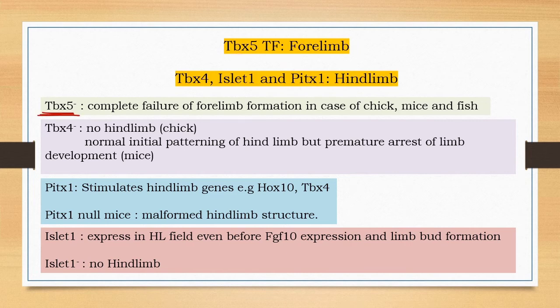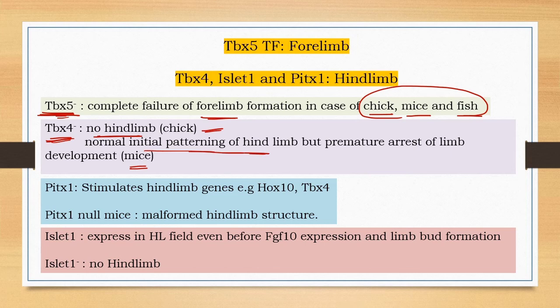In case of loss of the TBX5 gene, in chick, mice and fish, in all these three organisms, forelimb does not form. In case of the TBX4 gene, this is a little bit different. The loss of function of the TBX4 gene has a different effect in different organisms. In case of chick, there will be no hind limb. But in case of mice, there will be normal initial patterning of the hind limb, but there will be premature arrest of limb development. So before the limb develops completely, there will be arrest of development, and hence a malformed limb will be formed.